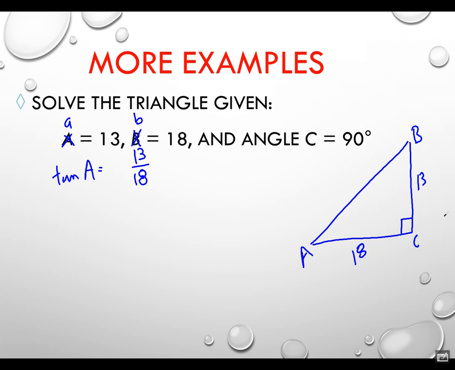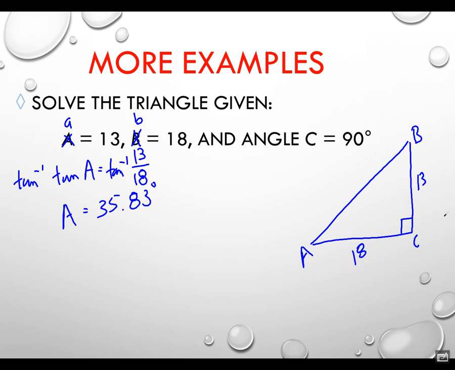How did you find A? I did tan minus 1, inverse tangent. So take the inverse tangent of both sides. That's going to give me A, and you did the inverse tangent of 13 divided by 18 and got 35.83. Can somebody confirm? Yes. 35.83, and those are degrees. Okay, good.